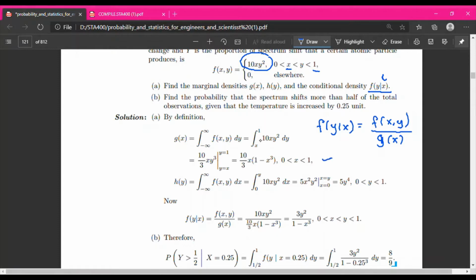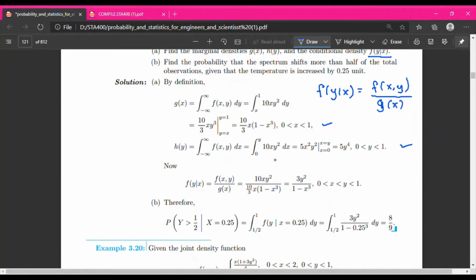Okay, and then untuk dapatkan marginal for y, you integrate the joint function with respect to x. So the interval for x adalah from 0 to y. Okay, integrate with respect to x here, replace 0 and y in x, dan you akan dapat this function untuk marginal y.